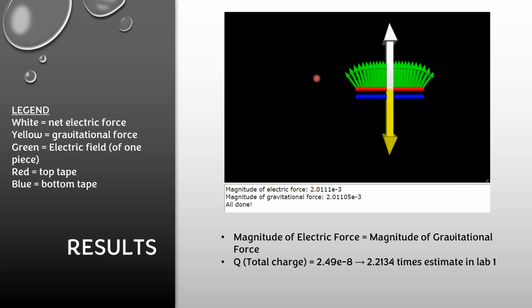Now that the code is complete, this is the output of running it. As you can see, the electric and gravitational forces cancel out in the vertical direction, which is what we would expect as the tape is not moving. Also, the derived value of Q in this lab is about 2.49 times 10 to the negative 8th, which is about 2.21 times the estimate that we got in Lab 1.